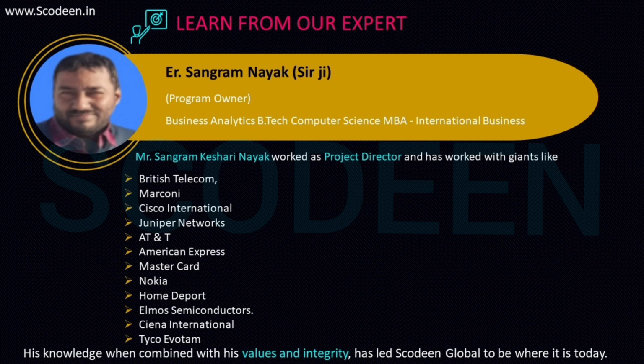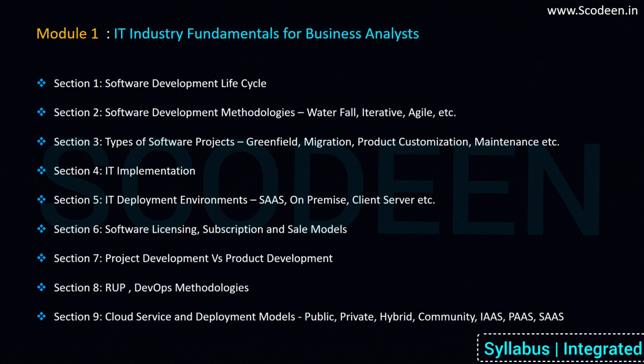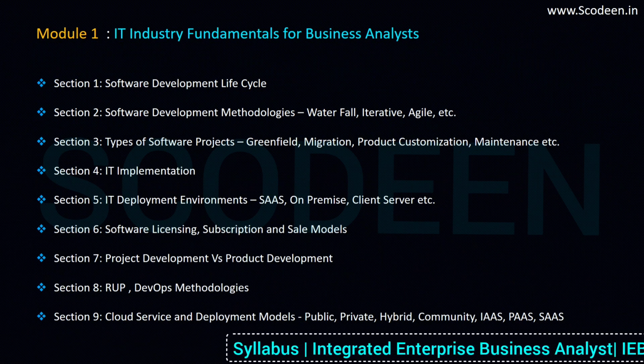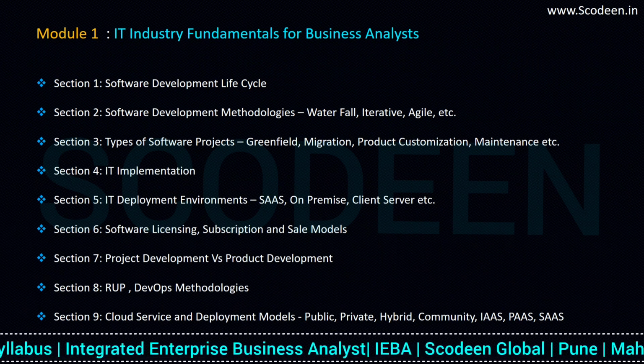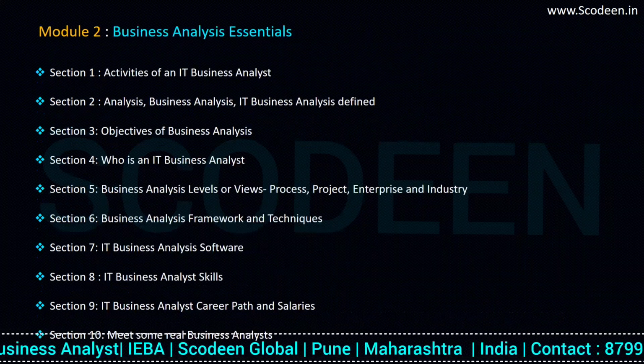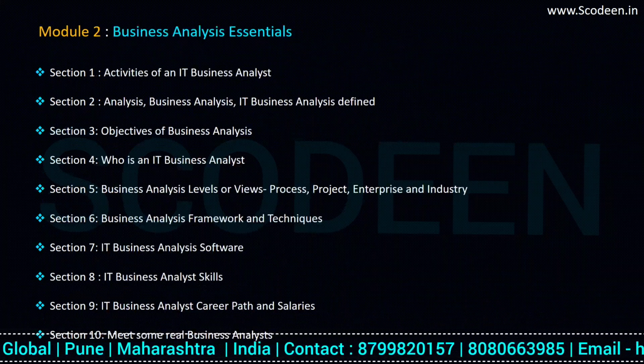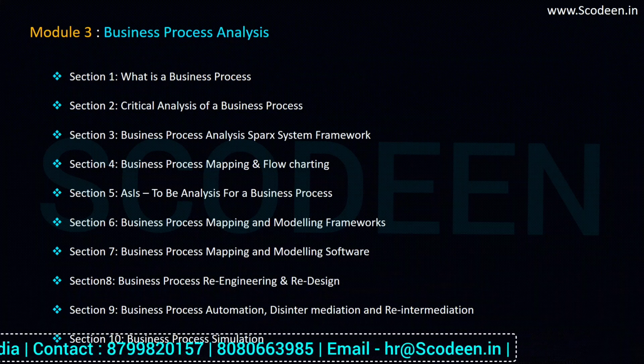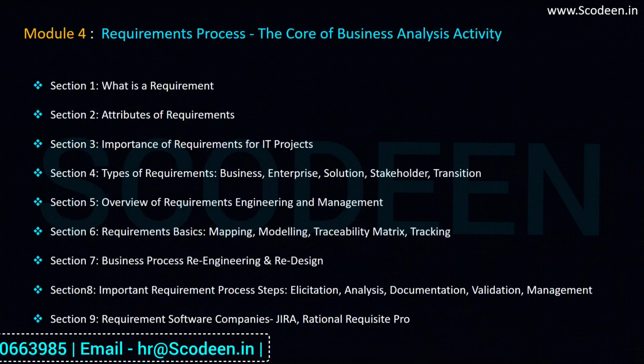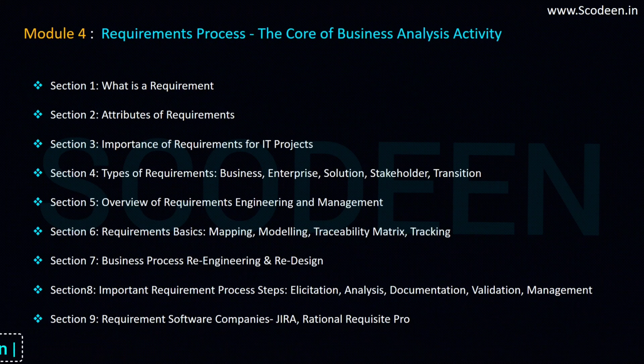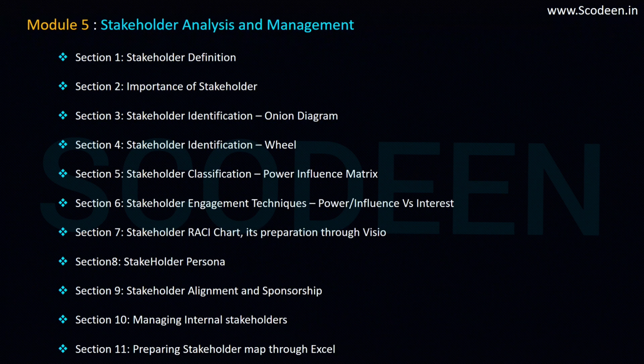Let's understand the high-level module structure. Module 1. IT Industry Fundamentals for Business Analysts. Module 2. Business Analysis Essentials. Module 3. Business Process Analysis. Module 4. Requirements Process, the core of business analysis activity. Module 5. Stakeholder Analysis and Management.